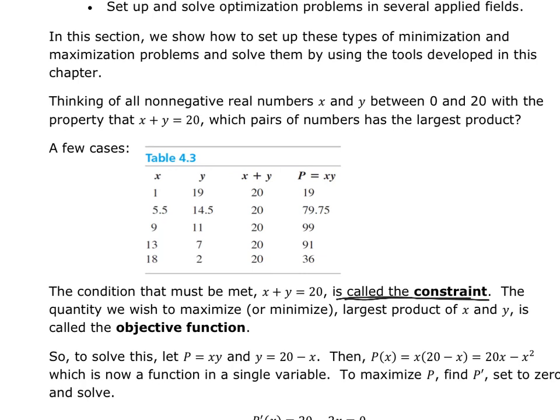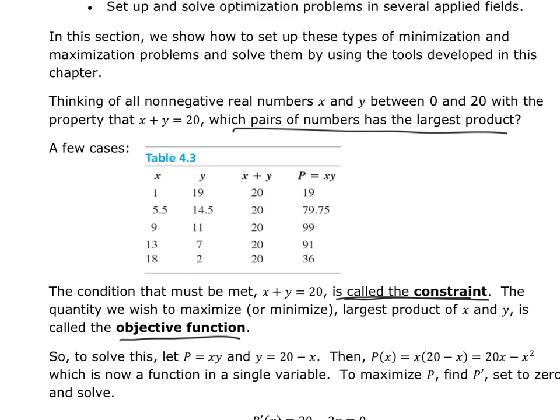Then the other part that I'm looking for is which pairs of numbers have the largest product. That is called the objective. So the one that I'm going to max or min is going to be the objective function, and the other one is going to be the constraint. It's the thing that has to be satisfied.